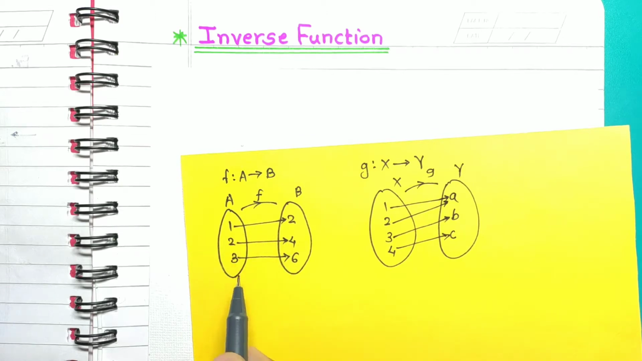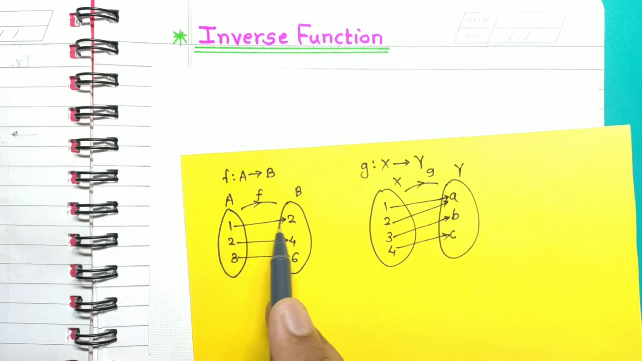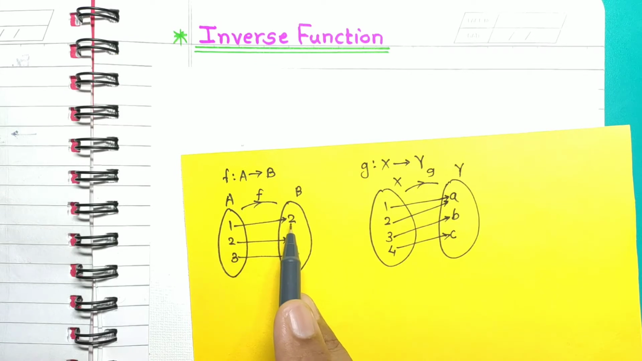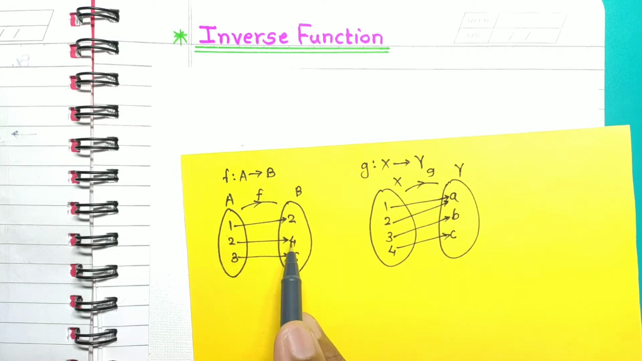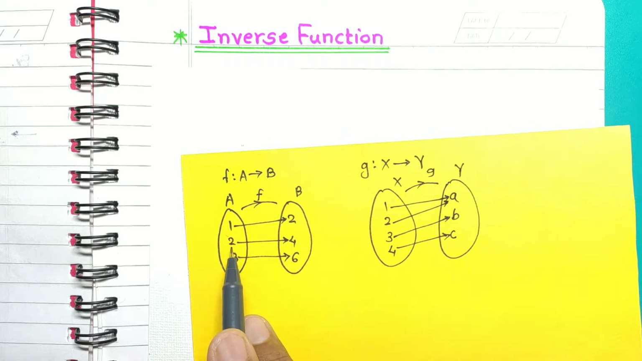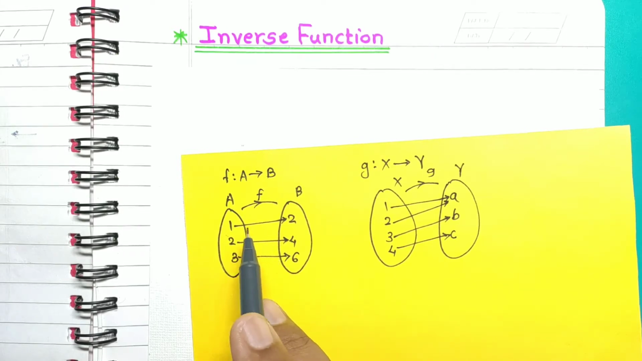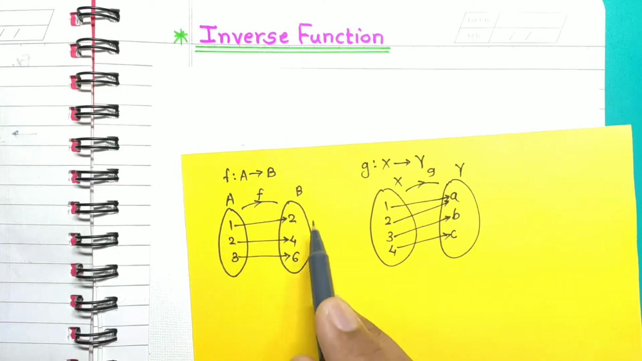We here observe that 1 is related to 2. That means 2 is the image of only one element. Similarly, 4 is the image of only 2, and 6 is the image of only 3. That means distinct elements in the domain have distinct images in the codomain.